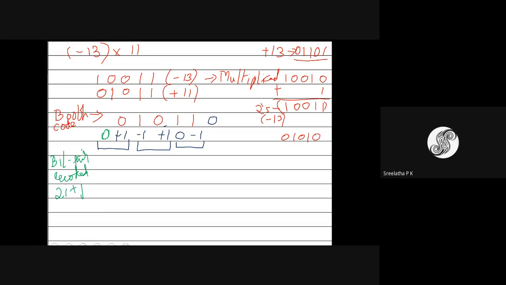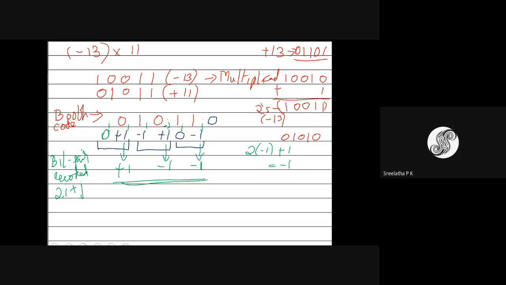Now, in this position, I get the multiplier. 2i plus j. This is i and this is j. So 2i plus j. Here I get minus 1. Again, for this, this is i, this is j. So 2 into minus 1 plus 1, I get minus 1. So I get minus 1 here. And here, using the same technique, i and j, I get plus 1. So this is the bit pair recoding.